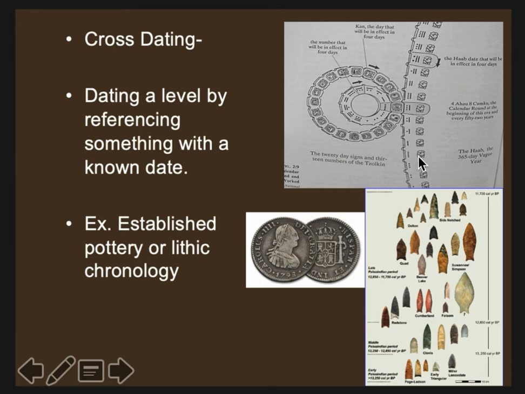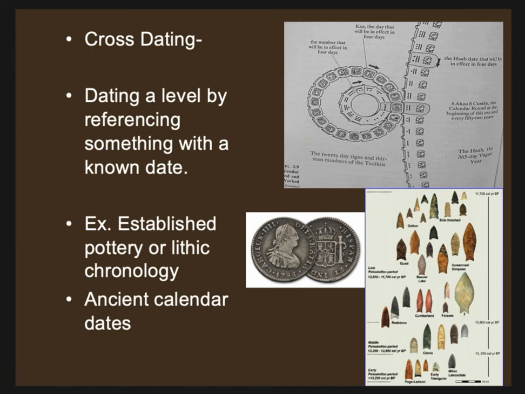And the Maya also dated their stone monuments, right? In the Maya calendar, they have a long count that is essentially equivalent to our years. So when you find a Maya stela, you're able to date it. So ancient calendar dates, pottery, lithic chronology. Again, chronology is just the study of time. A chronology is just a layout of the different types of artifacts and when they date to. And coins.